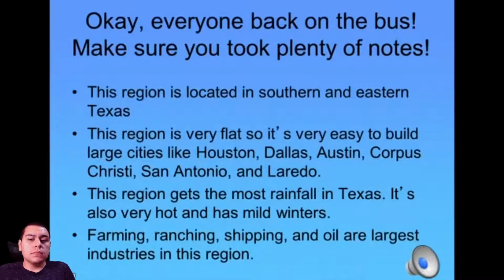Okay, everyone, back on the bus again. Make sure you took plenty of notes. And remember, this region is located in southern and eastern Texas. This region is very flat, so it's very easy to build large cities like Houston, Dallas, Austin, Corpus Christi, San Antonio, and Laredo. This region gets the most rainfall in Texas. It's also very hot and has mild winters. Farming, ranching, shipping, and oil are the largest industries in this region.